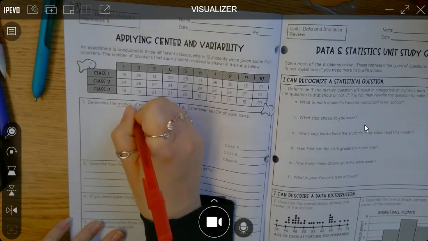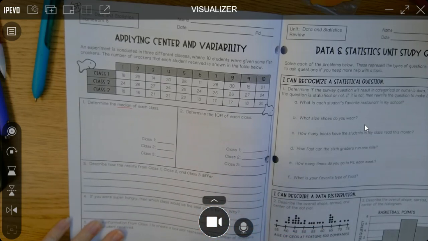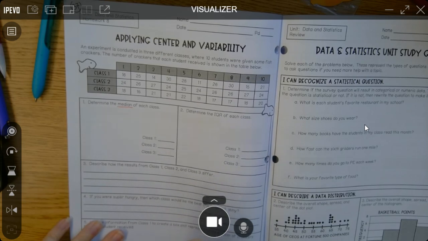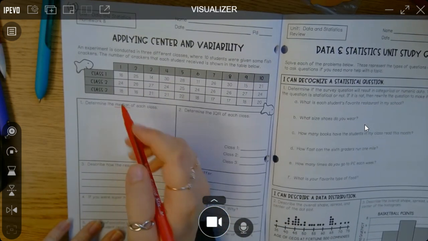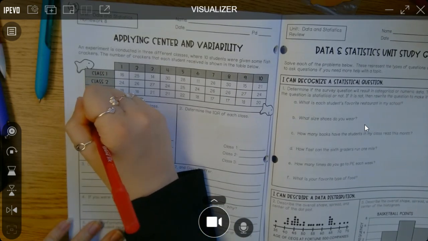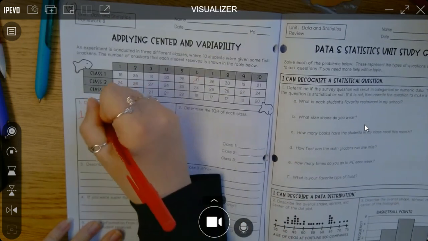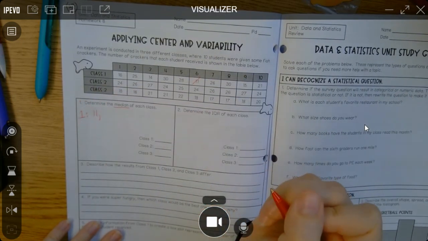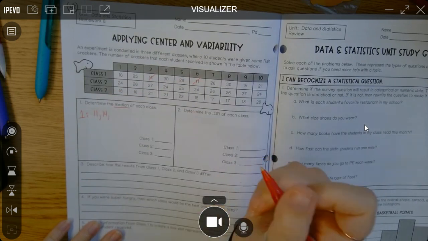So remember, when you're finding the median, what do you have to do? You have to cross off to find the middle number, but before you do that, you have to list them in order from least to greatest. So make sure you actually look up here. You're doing class 1 first, okay? And the first smallest number I see is 11, so let's cross that off. My next one I see is 14. Next number I see is a 15.